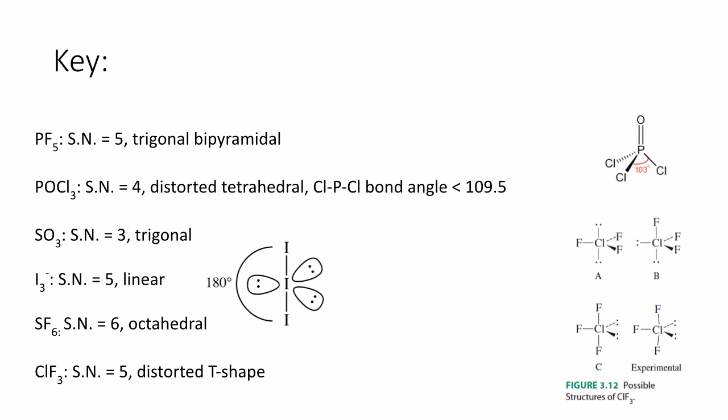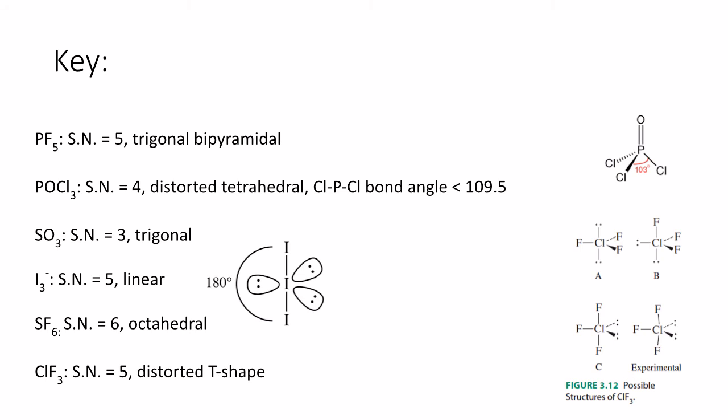It has steric number 5, and this can be calculated by first identifying the number of lone pairs in chlorine. So you start with 7, which is the valence shell electrons for chlorine, minus 3, and you take the result divided by 2, and you end up with 2 lone pairs, and you add that up to the 3 bonding pairs, because there are 3 fluorine atoms in the molecule, so you end up with a steric number of 5.